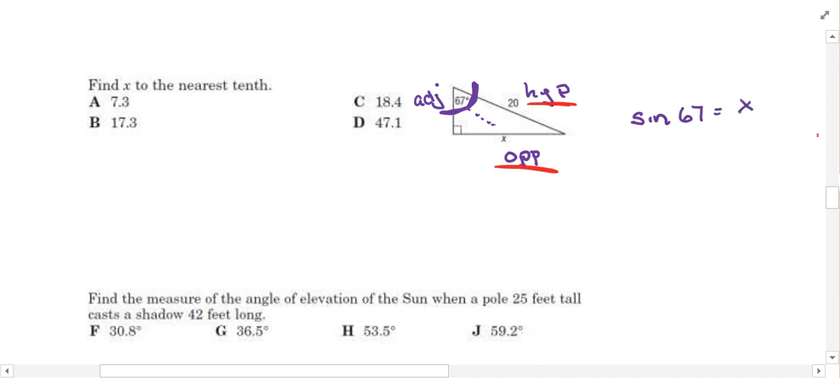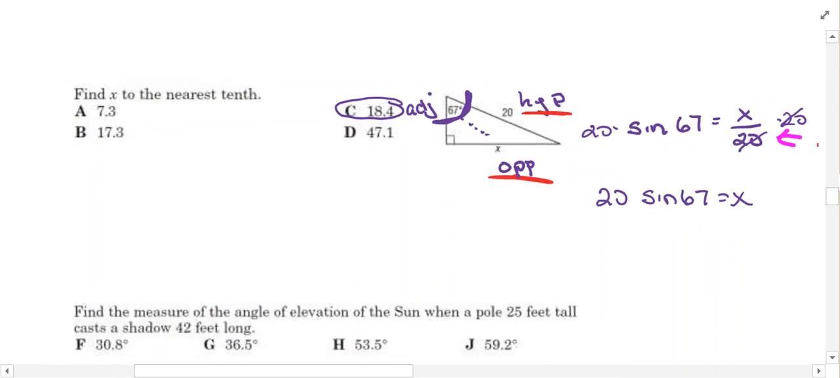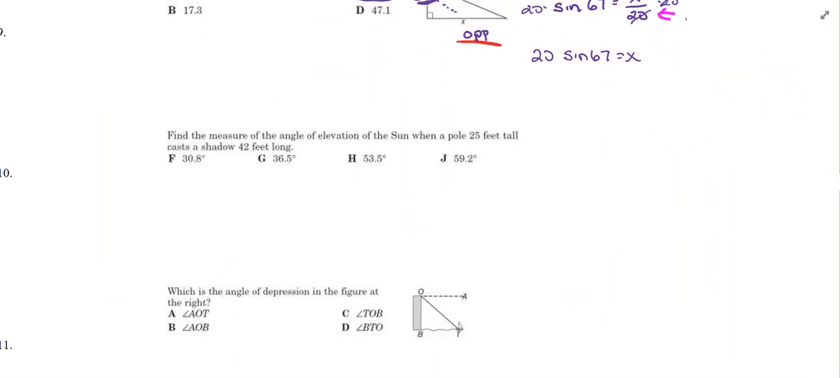So I have sine 67 equals x over 20. 20 is in the denominator, and I want to solve that function. So I'm going to multiply both sides by 20 so I can isolate x by itself. So 20 sine 67 equals x. Putting that into the calculator, I have 18.4.